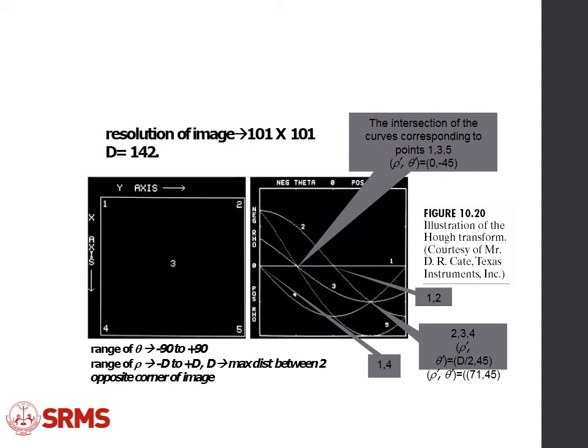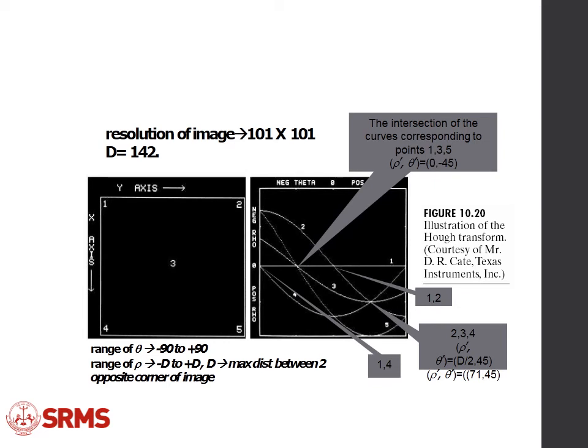For the simulation work, you can either draw on MATLAB software, or find the output using Python, which is a very useful language nowadays. So we can find the resolution of the image is 101 cross 101, and you can convert it into decimal format. Usually computers work in binary format, therefore they have defined the resolution of the image in binary format. So D is equal to 144, and it is the illustration of the Hough transform.